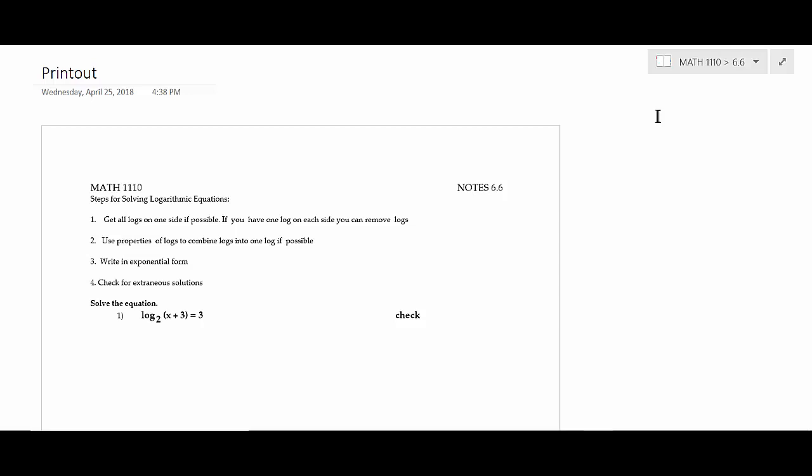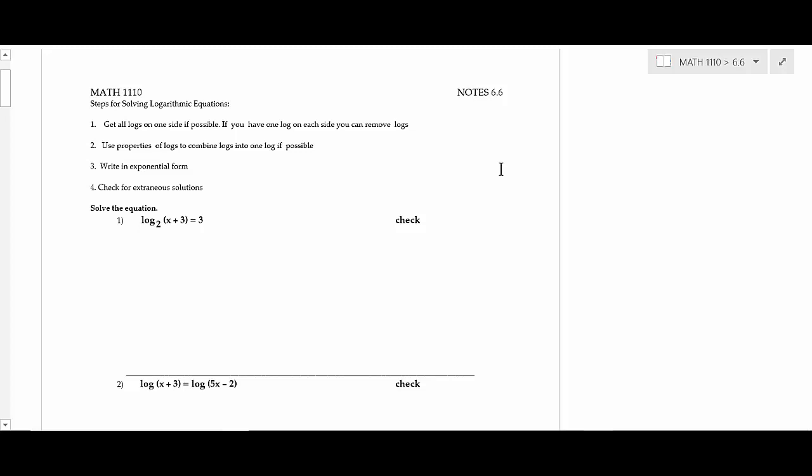Applications. Okay, you'll kind of see where some of this is used. All right, so what we're going to do in 6.6 to start with is we're going to solve a logarithmic equation. That just means you have an equation that has a logarithm in it, and you're going to have to find that unknown x.